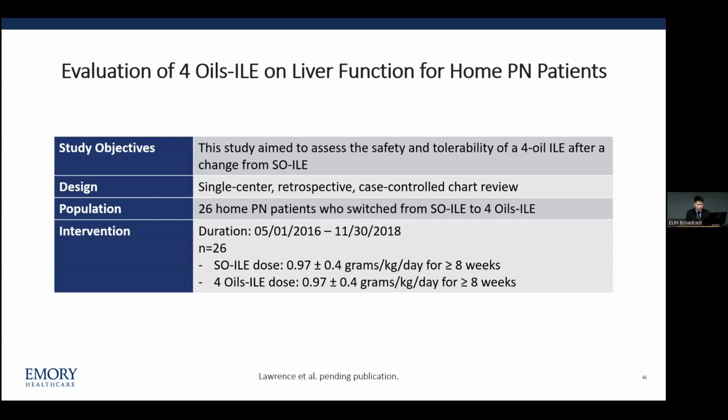The next study was conducted internally at EUH by Dr. Lawrence, who is one of our former NST residents. The objective of this case control chart review was to assess the safety and tolerability of fish oil IOE following a switch from soybean.